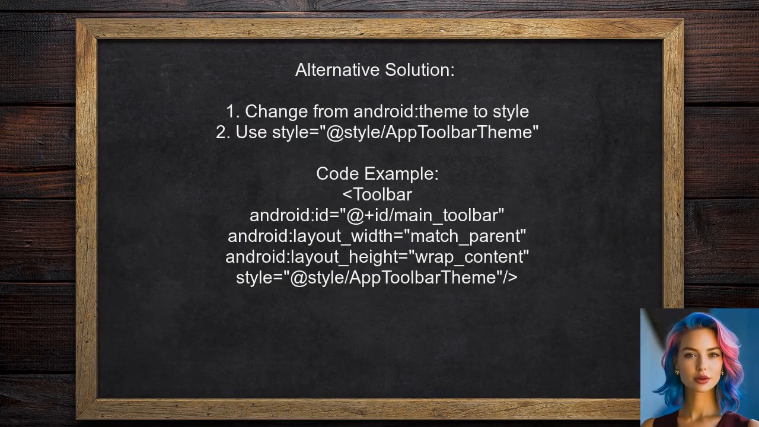An alternative approach suggested by another user is to change how you apply the theme to your toolbar. Instead of using Android theme, which adds elevation to nested components, you should use style. This way, the elevation will only apply to the toolbar itself, not the title.